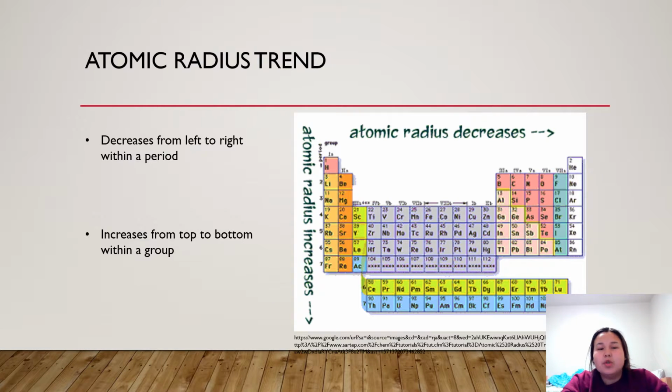Atomic radius trend decreases from left to right within a period and increases from top to bottom within a group. So when I say it decreases from left to right, it is caused by the increase in the number of protons and electrons across the period. And when I say it increases from top to bottom, it increases caused by electron shielding.